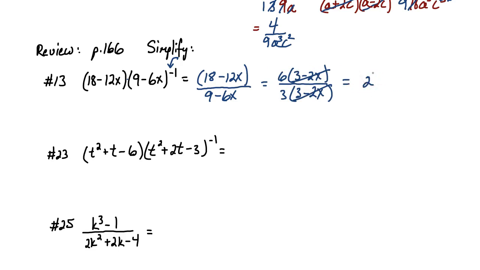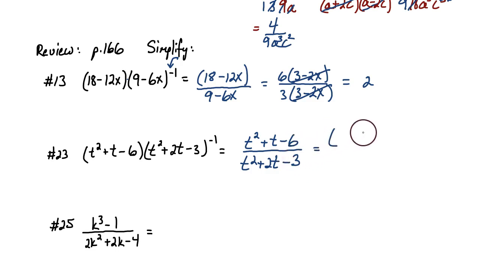Number 23 is very similar. This part here has a negative exponent, so we can move it into the bottom of a fraction. So keep the t squared plus t minus 6 where it is, but then put the other one in the denominator of a fraction. Now let's see if anything will reduce. But you have to have factored form.